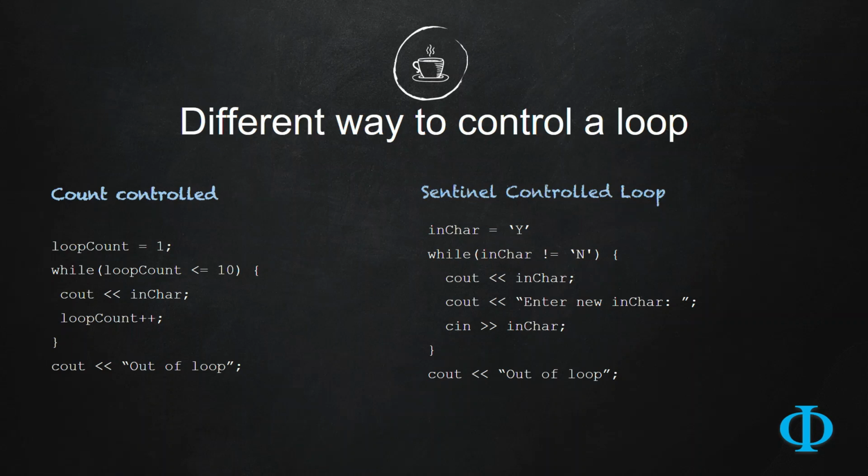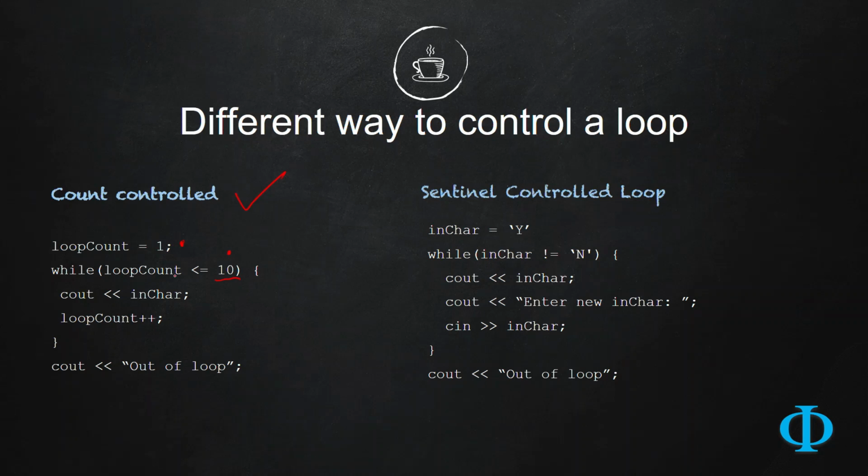Now in C++, there are two different ways to control a loop. The first one that you have already learned is called count controlled loop, where the loop control variable starts with some initial value. In this case it is 1. The condition is set to some kind of final value. In this case it is 10. That is, the loop will iterate until the value of loop count equals greater than 10.